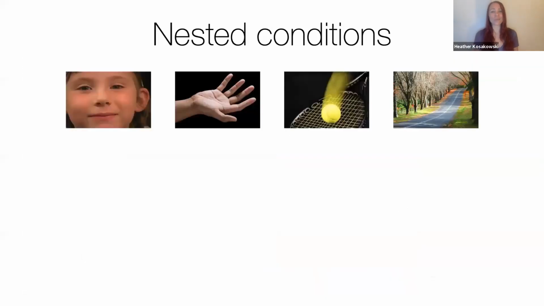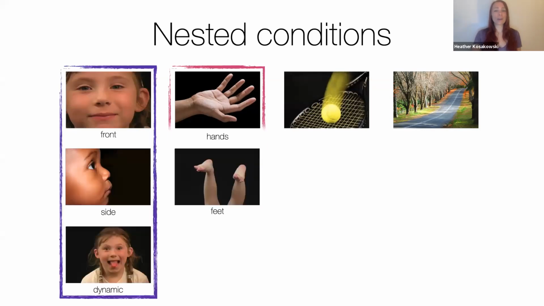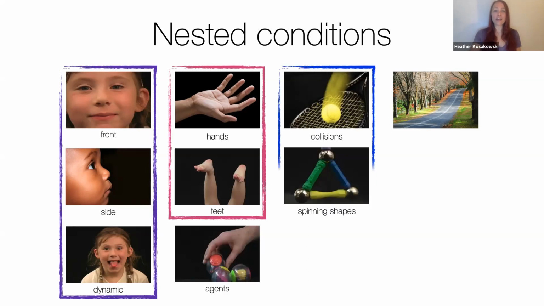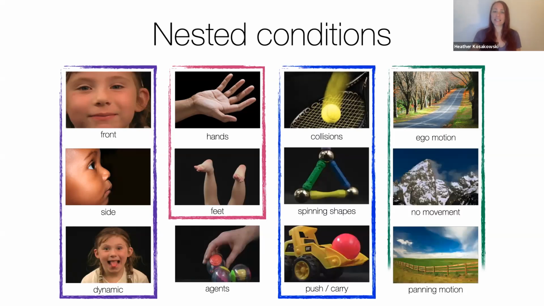Our next innovation was with the stimuli. We kept the same 4 categories, but instead of 4 conditions, we had 12. 3 face conditions, 2 body conditions, a condition with hands and objects, 3 object conditions, and 3 scene conditions. We organized the stimuli in this way in order to determine the representational space of infant cortex.